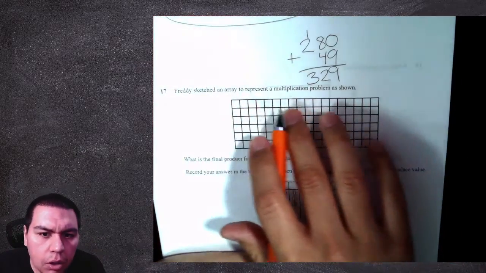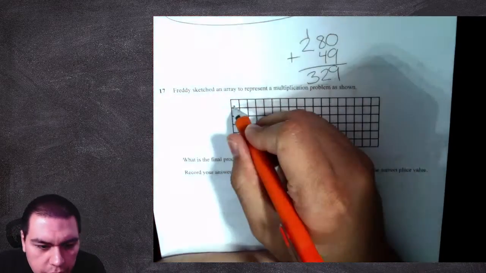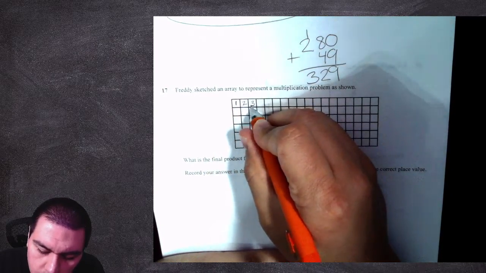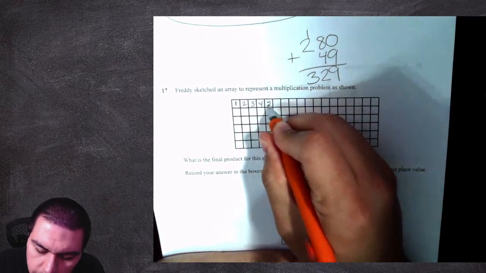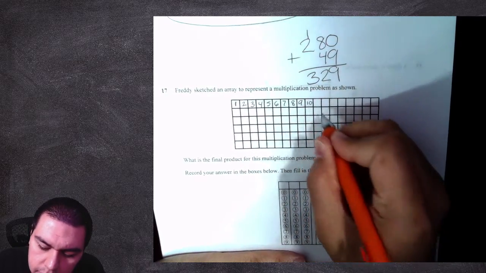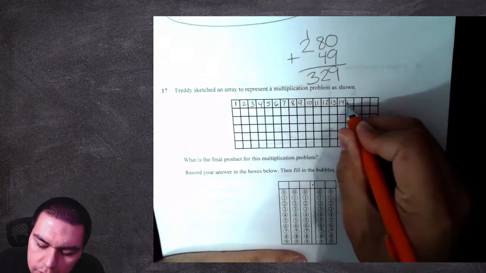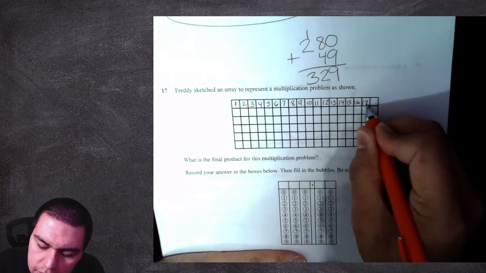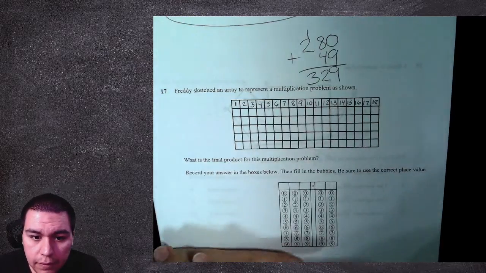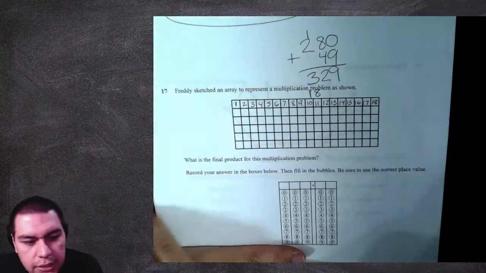I'm going to number all of these little squares that we have here. I'm going to start in the corner. Number 1, 2, 3, 4, 5, 6, 7, 8, 9, 10, 11, 12, 13, 14, 15, 16, 17, 18. So one of the numbers that I'm using is 18.